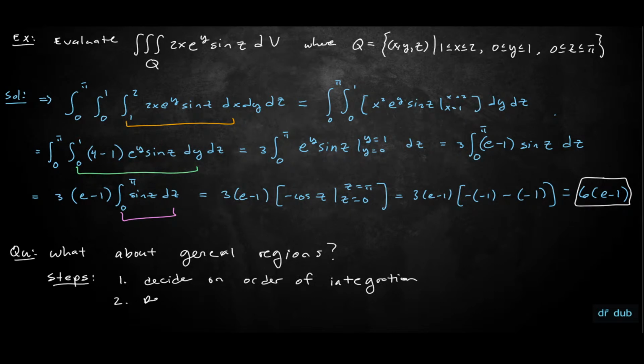And then determine appropriate bounds based on that order. So it's kind of like for a double integral, we need to know if it was going to be type 1 or type 2. That way we can know how to set up the bounds. That's the same thing here. We have to figure out, is it going to be z first and then y and then x? That's a common approach. Or is it going to be x first and then y and then z? It just depends on what order of integration you choose. That tells you how to set up the bounds for a general region.